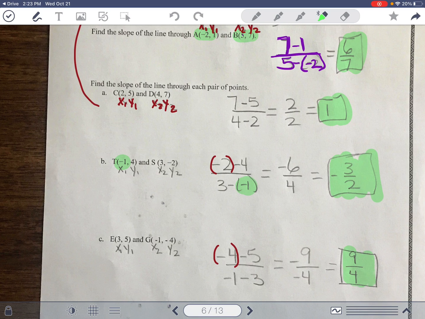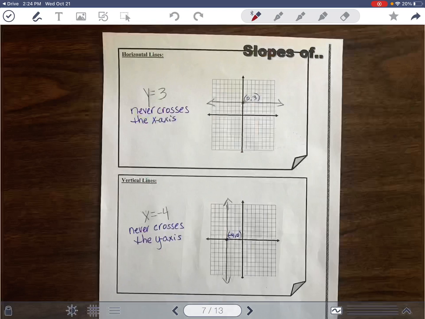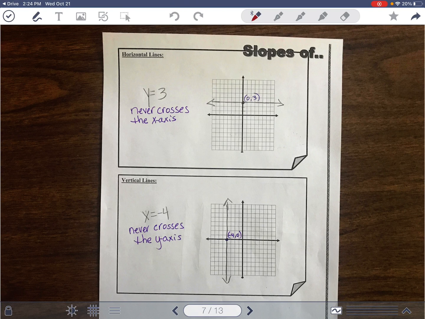This is how we calculate slope. It is the up and down change on the vertical axis, vertical, divided by the side-to-side change, horizontal change.